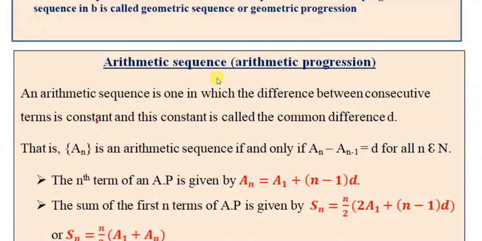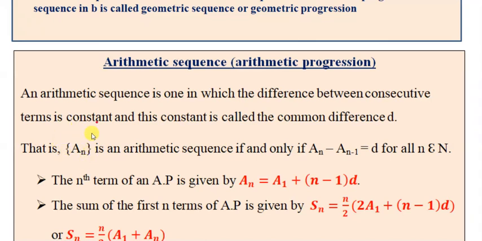What do you mean by arithmetic sequence or arithmetic progression? An arithmetic sequence is one in which the difference between consecutive or successive terms is a constant, non-zero constant. Actually, it must be a non-zero constant, and this constant is called the common difference and denoted by d.